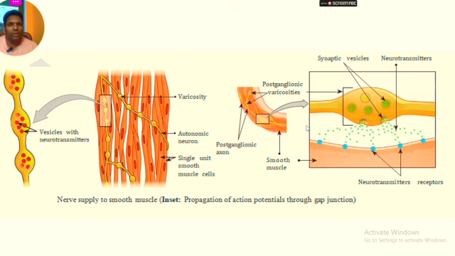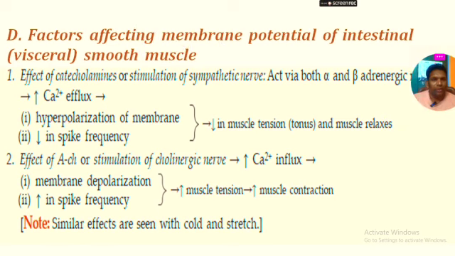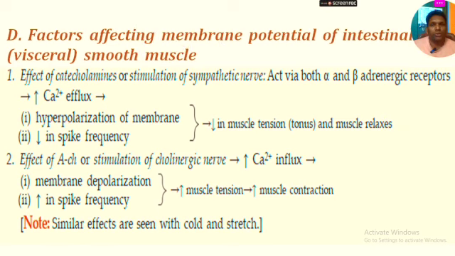Next, we'll go to another part, called factors affecting the membrane potential of the smooth muscle, in the intestinal smooth muscle fiber. There are three factors affecting the membrane potential. Number one, effect of catecholamines or stimulation of the sympathetic innervation. The sympathetic innervation, this is what I'm trying to say. Effect of catecholamine or stimulation of sympathetic innervation.